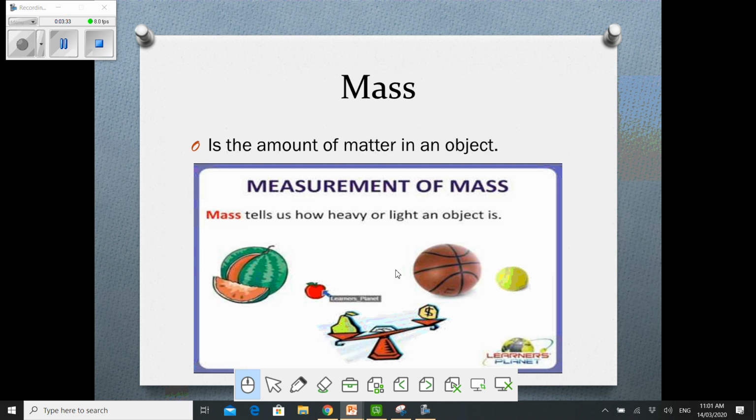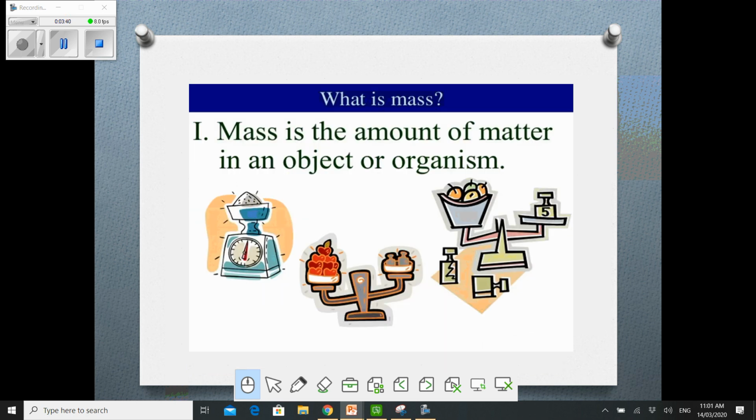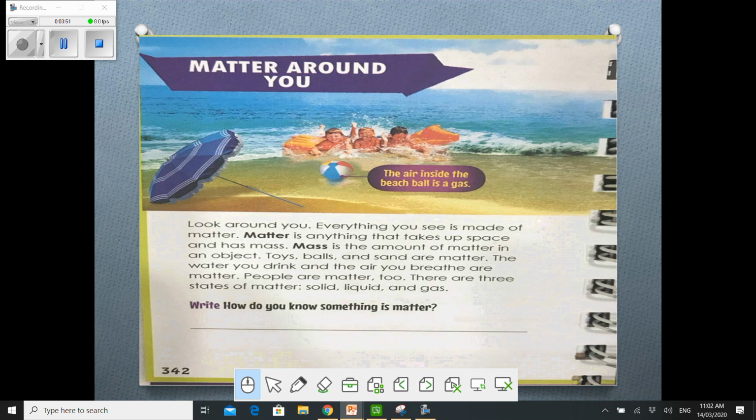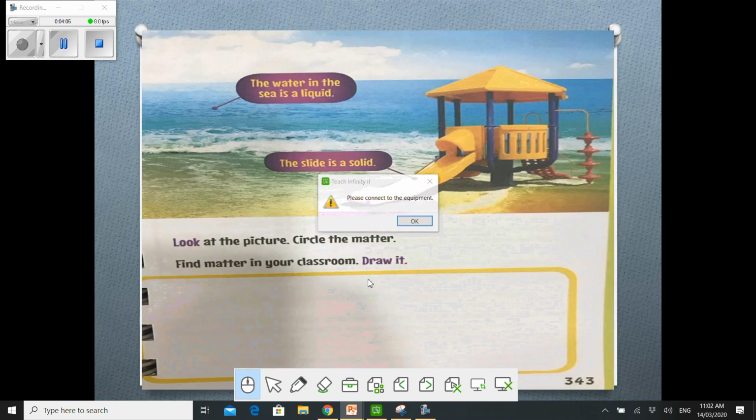And here we have the basketball and the baseball. Both of them have mass. The balance or the scale, we use them to measure the mass. We answered this question: how do you know something is matter? We said if the thing has mass and takes up space, we call it matter.